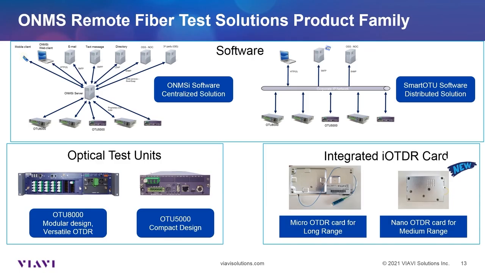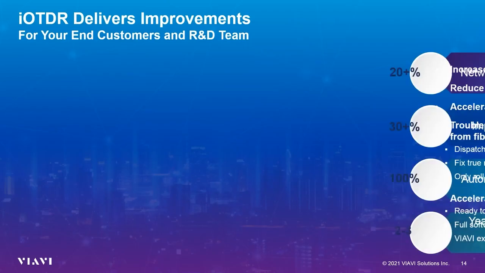This is just an overview of the ONMS Remote Fiber Test Solutions product family. So you can see we have multiple options. We have fully centralized systems. We have distributed systems with test heads that you can place as point solutions in your network. These are our optical test heads. So we have a modular, larger unit that can hold 2 OTDRs with multiple wavelengths, or you can have a fixed form factor that uses the same kinds of cards as these. And so therefore you are getting a true VIAVI OTDR and an excellent solution for your end customers.